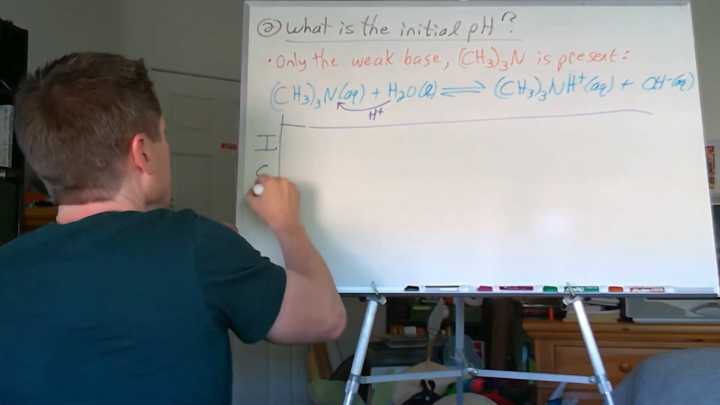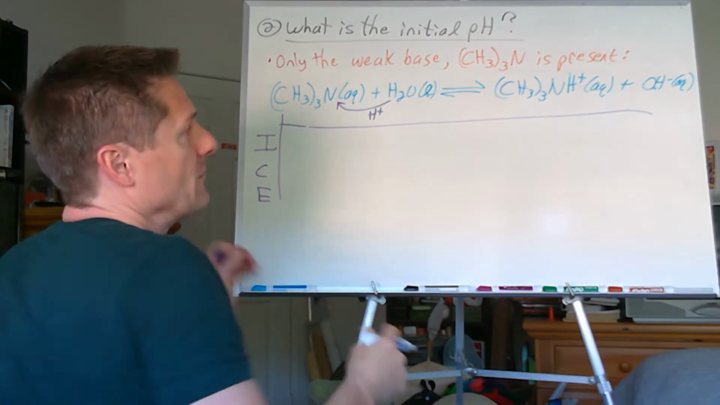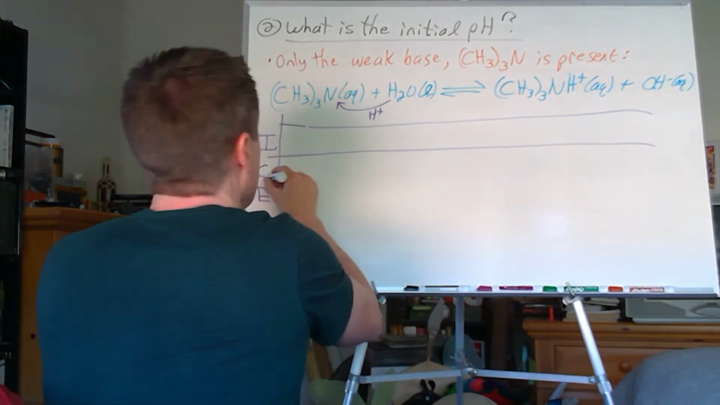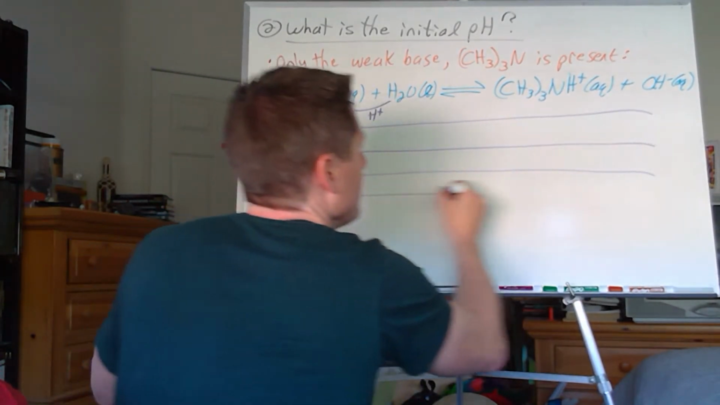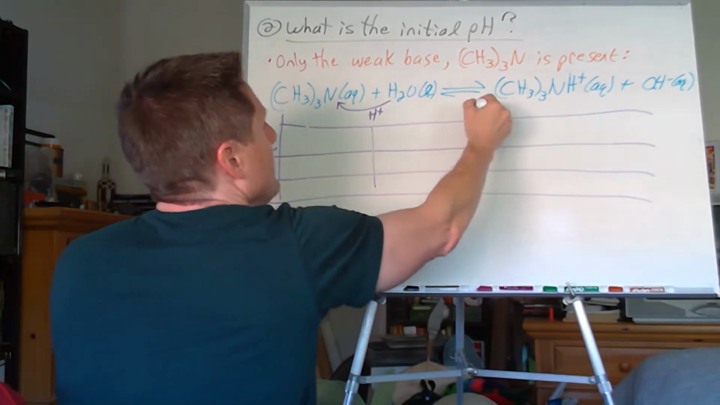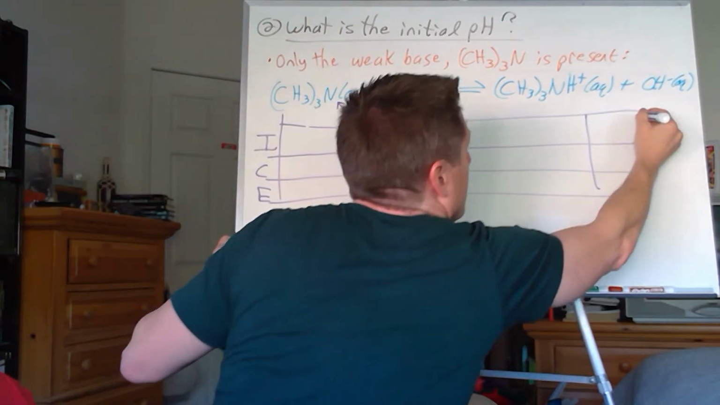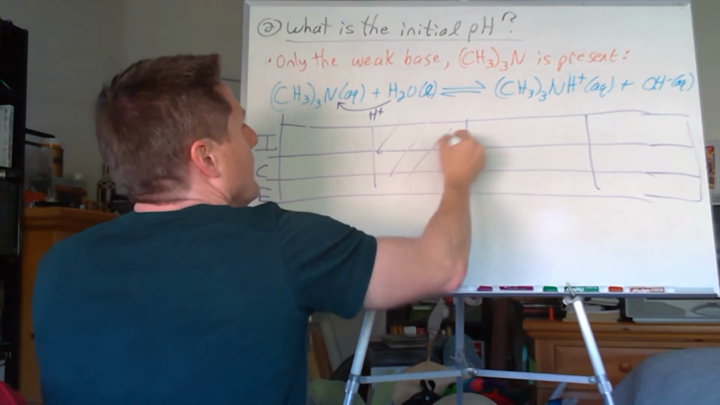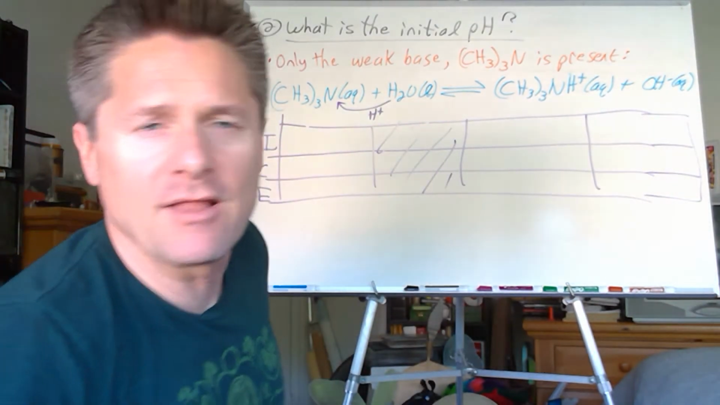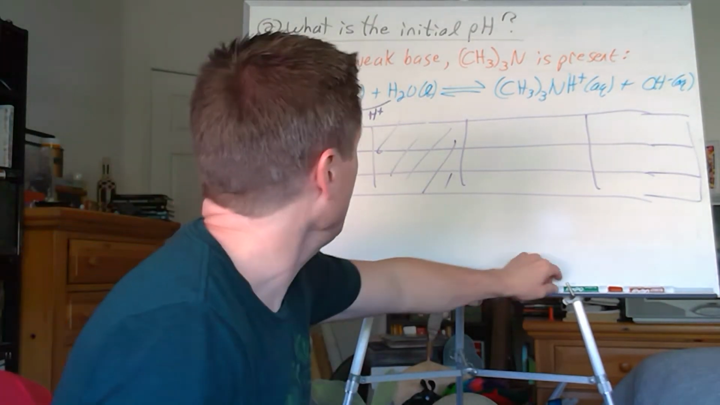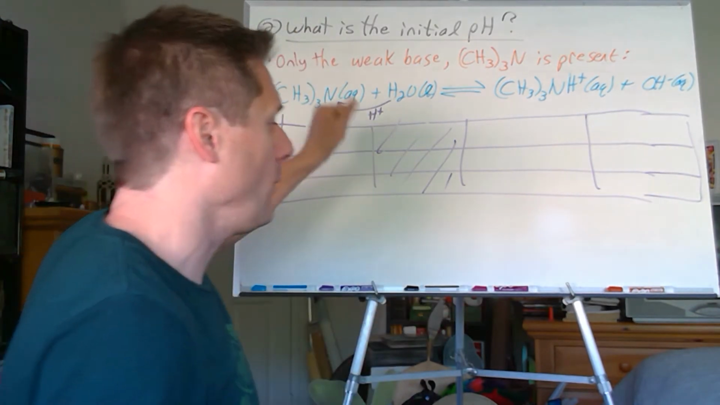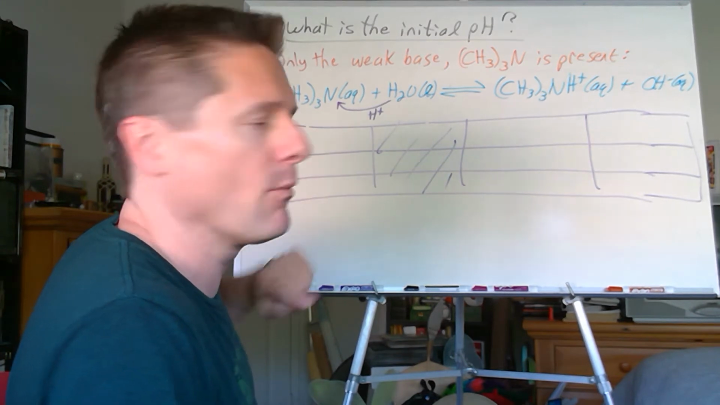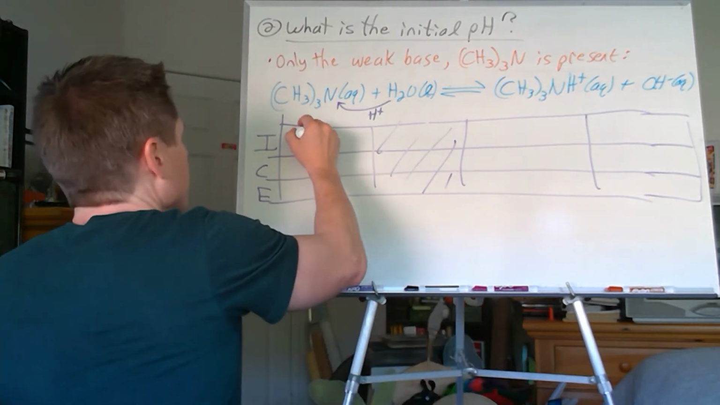Sound effects are optional. I don't care how pretty your ice table is. Doesn't matter. We've got our species. There we go. And the water's a liquid. Liquids and solids we don't care about, right? Let's put in our values here. What was our starting concentration for that weak base? Was that 1.39 or something like that?